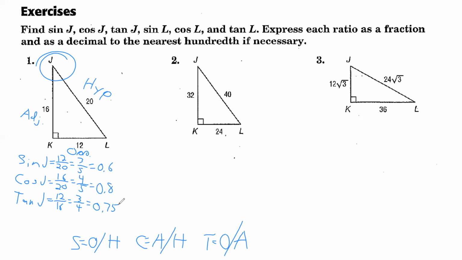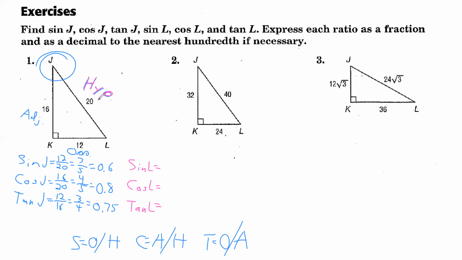So now what do we do? Got J. It wanted both J and L. So now we need the sine of L, the cosine of L, and the tangent of L. If I go up to the figure, do I leave everything the same? No. So what does stay the same? Hypotenuse, because the hypotenuse is across the right angle no matter what. So this is still our hypotenuse.